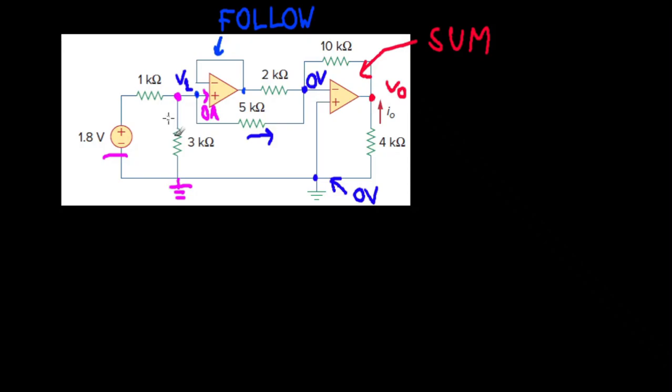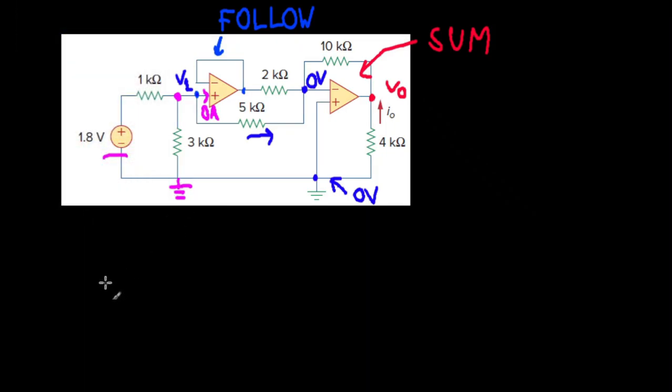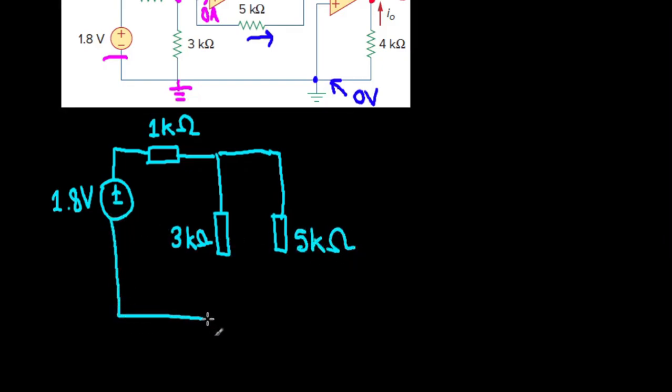So if we focus on this part, just to get the value of V1, we could redraw it as something much simpler. With 1.8 volts, and again, this is just one way of solving. It's a bit simpler, but if you're uncomfortable with this, definitely go with nodal analysis or KCL. That would give you the same solution too. Here, we could consider this as 1 kilo-ohm in series with a combination of a 3 kilo-ohm resistor and a 5 kilo-ohm resistor.